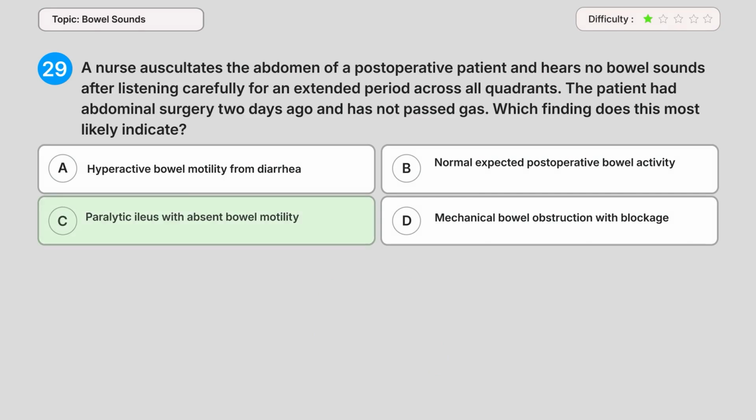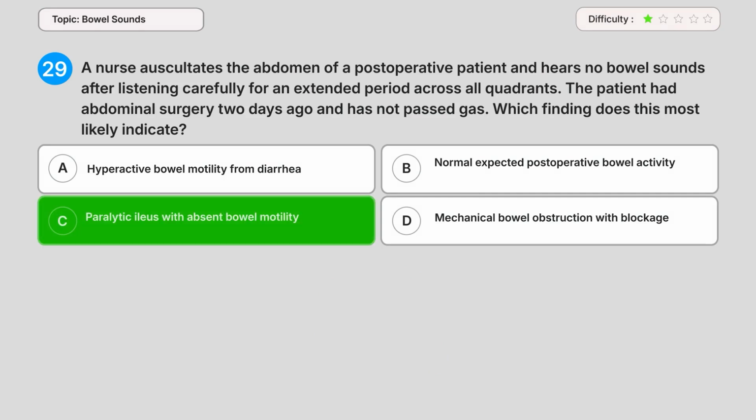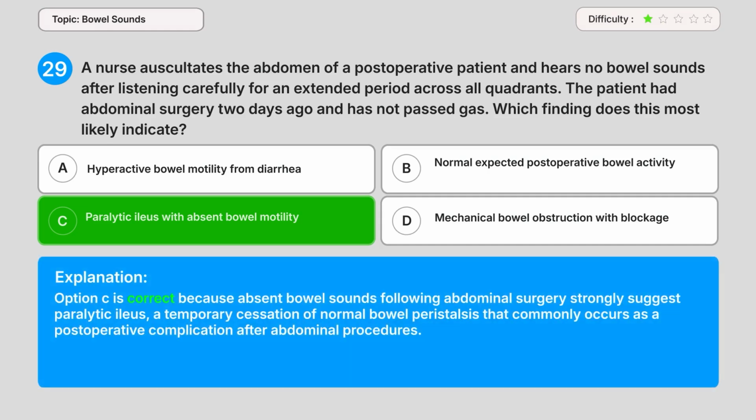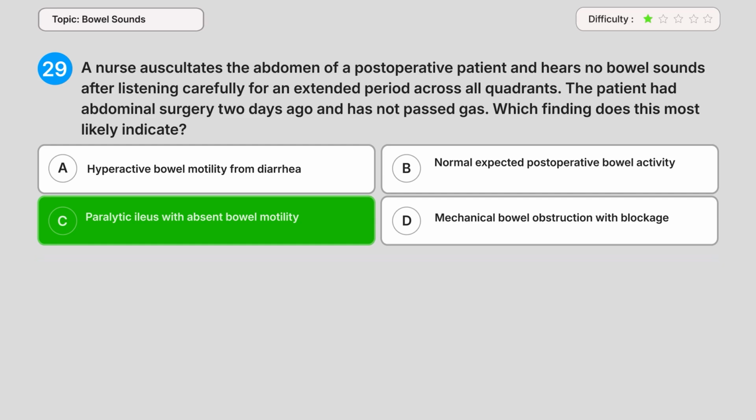Correct answer, C. Paralytic ileus with absent bowel motility. Explanation: Option C is correct because absent bowel sounds following abdominal surgery strongly suggest paralytic ileus, a temporary cessation of normal bowel peristalsis that commonly occurs as a post-operative complication after abdominal procedures.